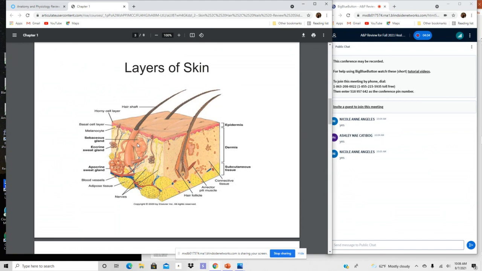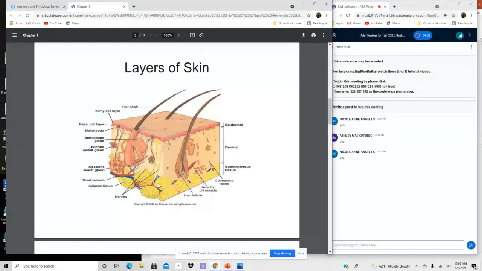The eccrine glands are known as sweat glands, and they help the body to cool down. The eccrine glands are mostly located on the hands and on the feet. The apocrine glands are here, and they do not empty onto the skin surface, but onto hair follicles. As you can see here, this is the hair follicle, and the apocrine sweat gland is attached to it. They're mostly located in the genital region.